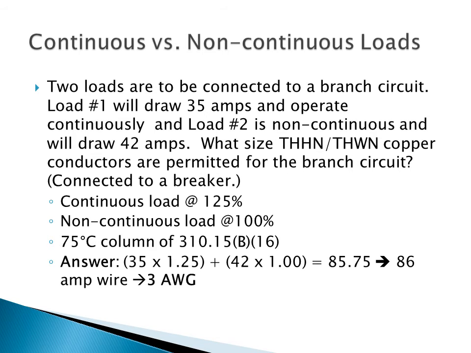Now let's put it all together. 35 at 125%, 42 amps at 100%, equals 85.75, which is basically 86 amps that we need a good wire size for in the 75-degree column. 3 gauge will do it. Okie dokie.